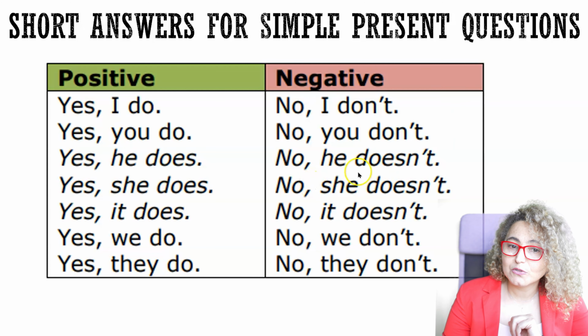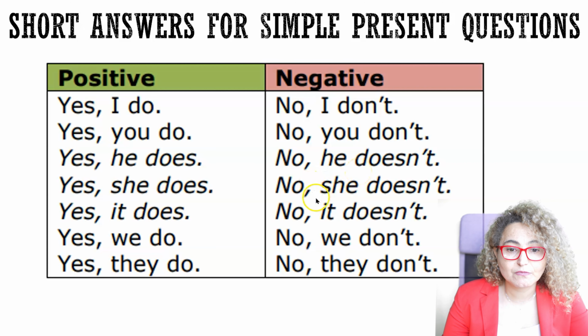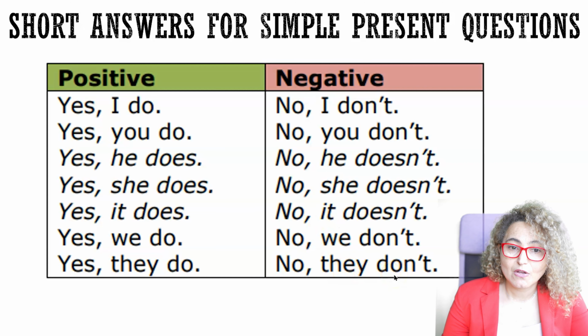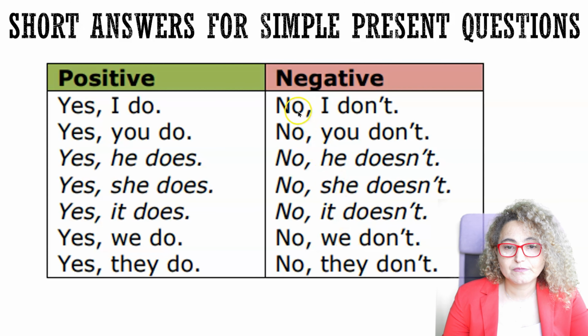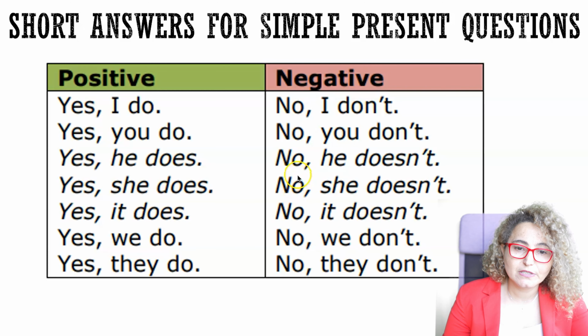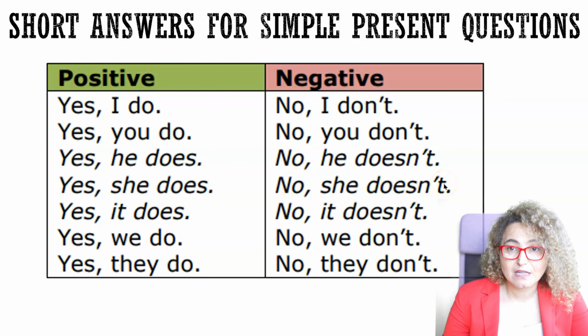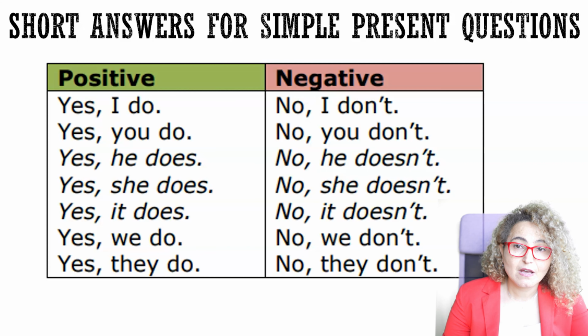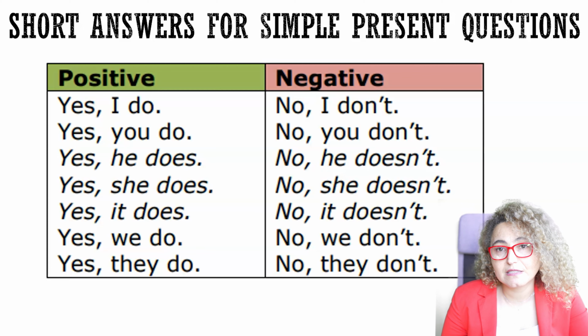So, do they exercise every morning? No, they don't. Do you exercise every morning? No, I don't. Does she exercise every morning? No, she doesn't. You always have to know how to form the question and then how do you answer the question. This is what we call short answer questions. If it's a WH question, usually it's a longer answer. How often do you exercise? I exercise once a week.